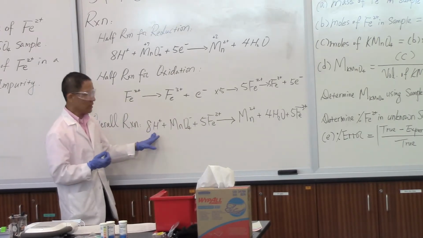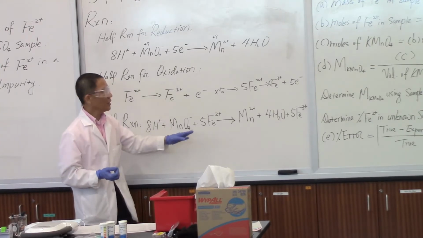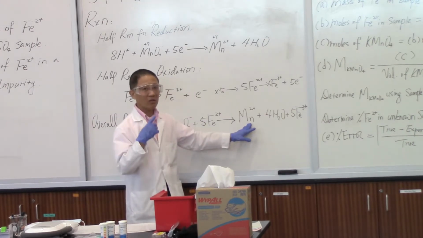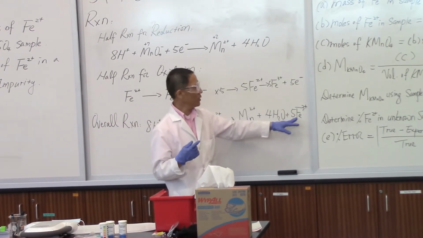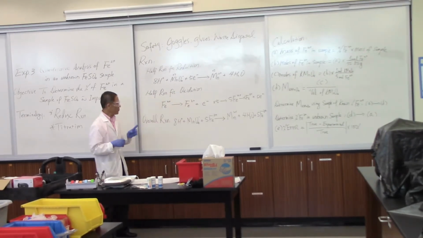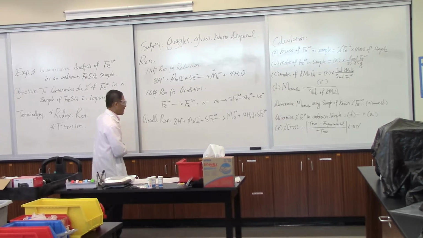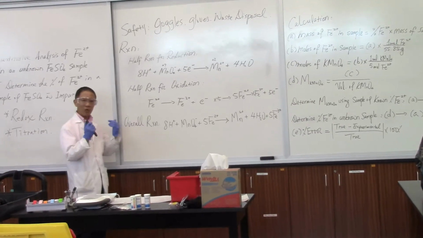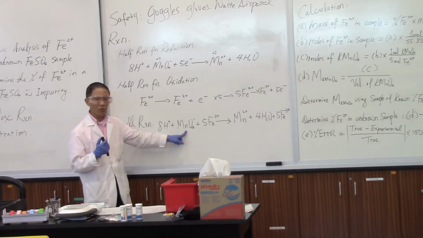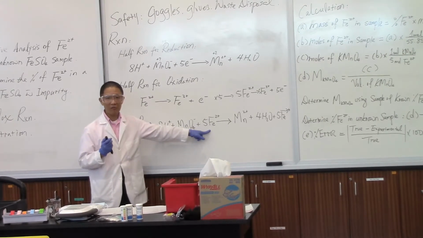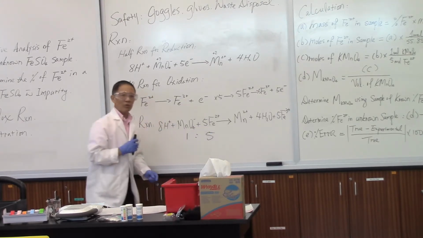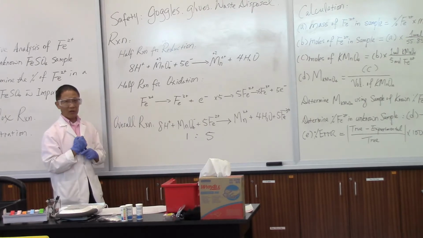Under the acidic condition, we have potassium permanganate with 5 moles of Fe2+. We end up with Mn2+, water, and 5 Fe3+. So this is the overall reaction. What's important here is that in the overall reaction, there is a molar ratio, a relationship between the number of moles of KMnO4 and the number of moles of Fe2+. This 1 to 5 molar ratio is the basis for us to do the calculation.